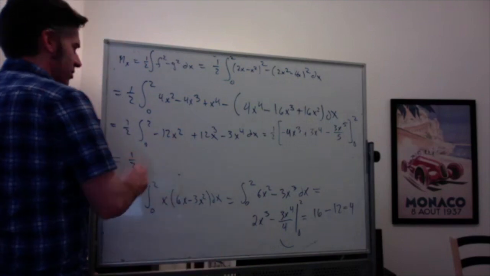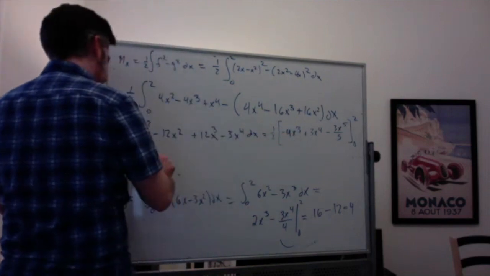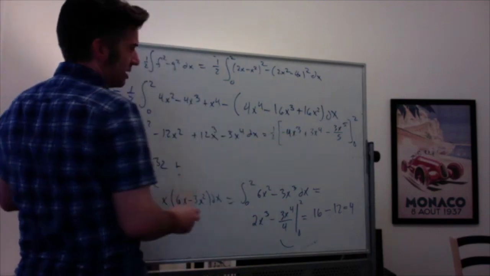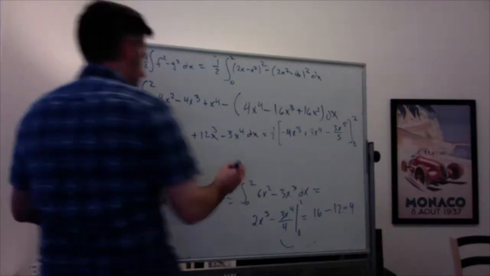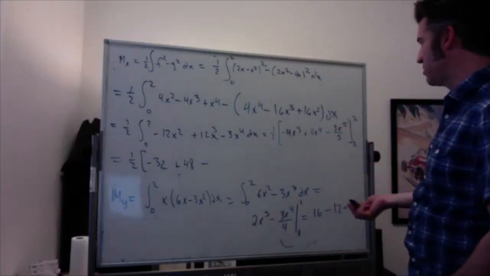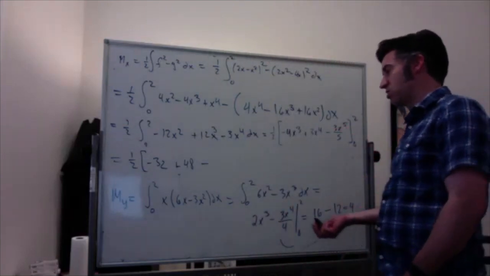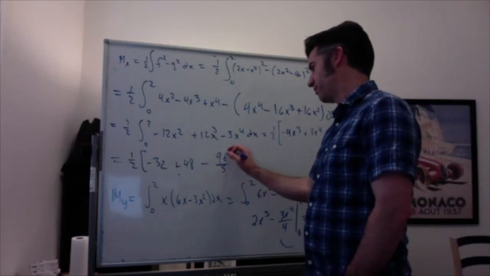All right, let's see what we got here. So I've got negative 4 times 8, plus 3 times 2 to the 4th, which is 48, minus 3 times 2 to the 5th over 5. 3 times 2 to the 5th is 3 times 32, which is 96 over 5.